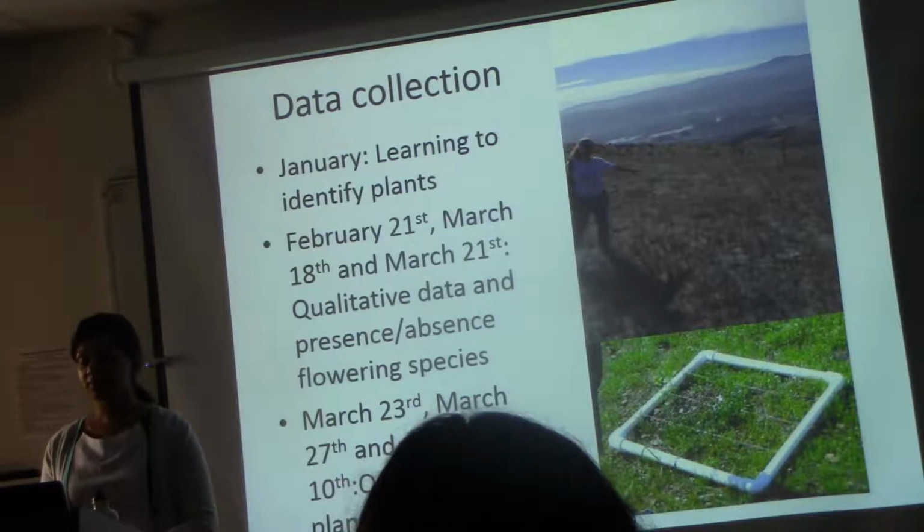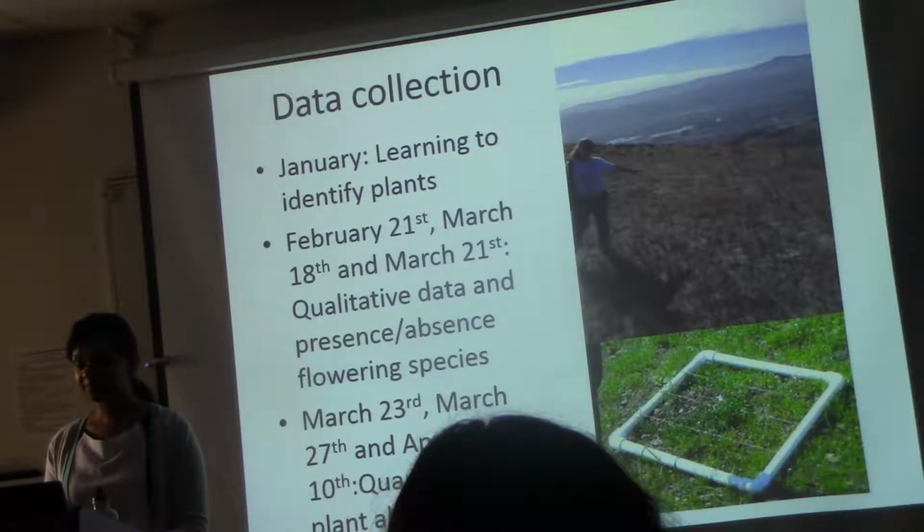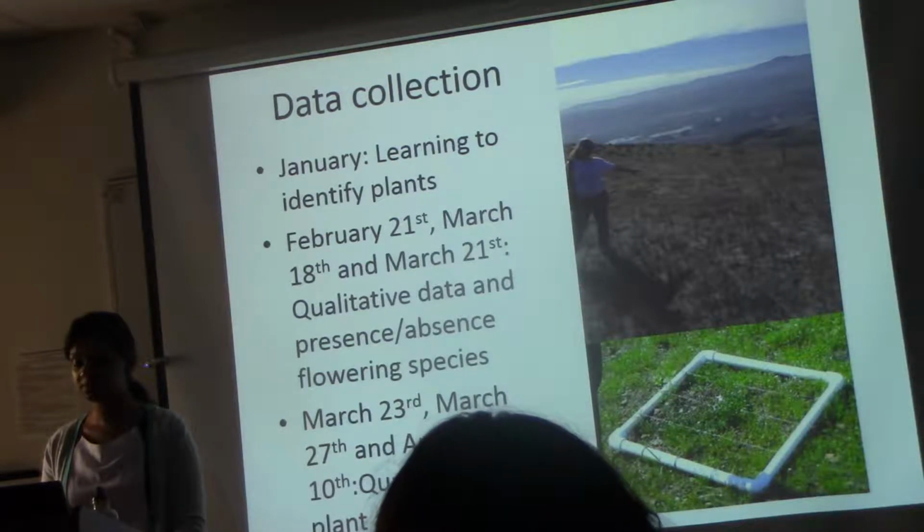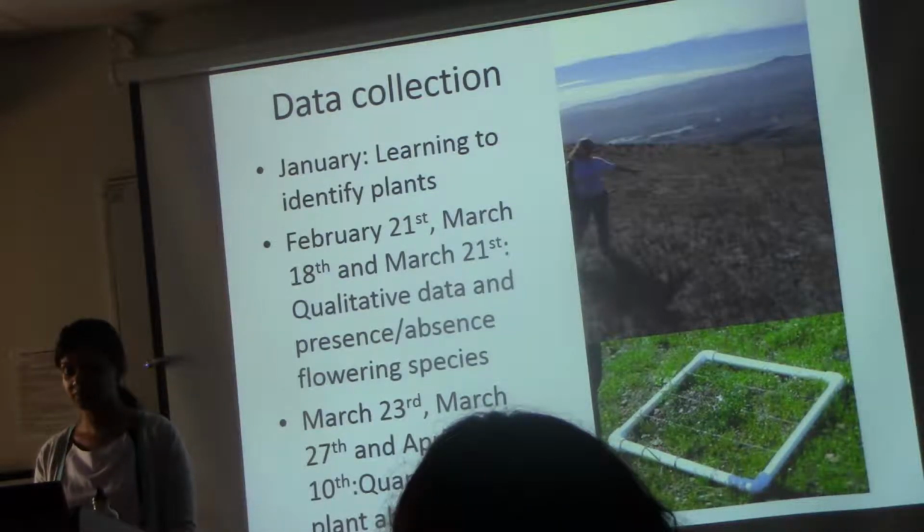Initial data collection started out in 2014 to map out plots and identify plants. To capture early season flower growth, plots were scanned twice a week for presence or absence of vegetation growth. On February 21st, the first set of qualitative data was collected for presence of early flowering resources. This was repeated on March 18th and March 21st.